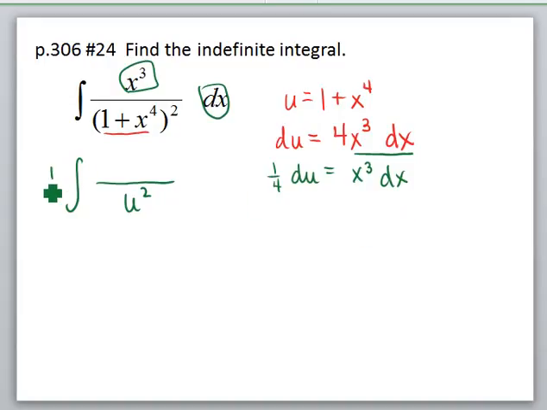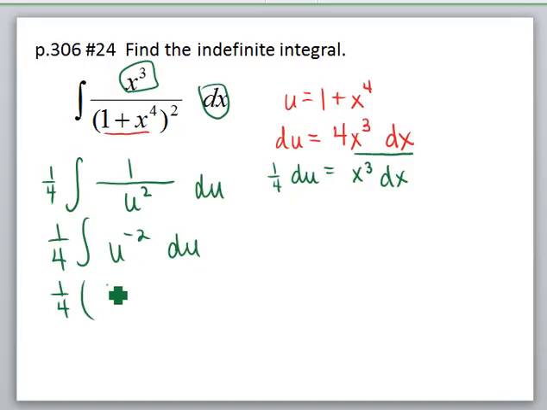So I'll put in here a 1/4 and a du. I'm always going to put that constant out front because I can figure it out later. And what's on top of this is just a 1. So before I take the integral of this, I would rewrite it as u to the negative second du. Now I'll take the integral of this, which would be u to the negative first over negative 1. This is an indefinite integral, so I would put plus c.